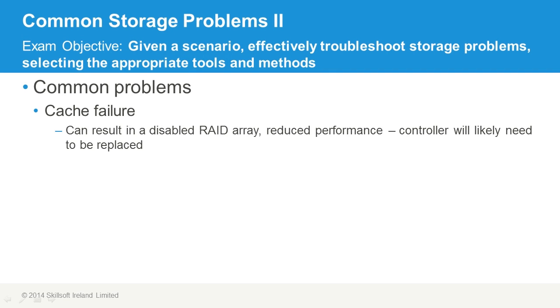Cache failure. Caches can result in a disabled RAID array. Virtually every RAID controller card these days has cache built right into the card. So with that, you're going to get reduced performance, obviously, and the controller itself will likely need to be replaced. And cache, again, is just memory. There's no moving parts in there. So if it fails, it's pretty much replaced the whole thing.